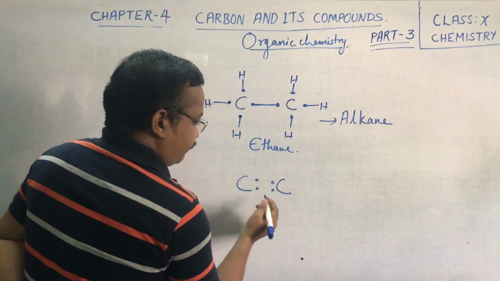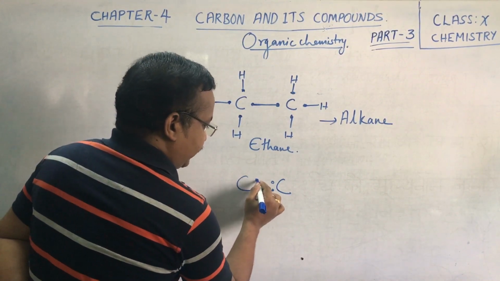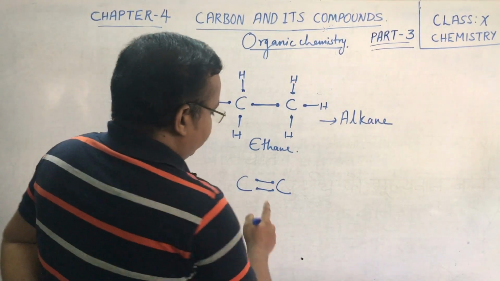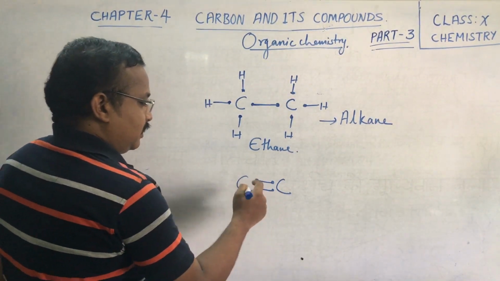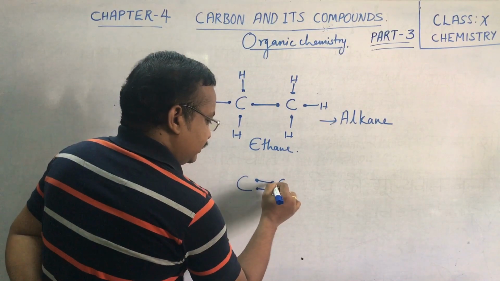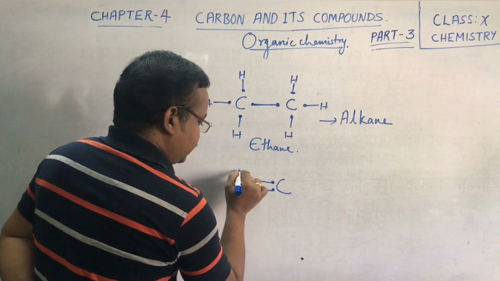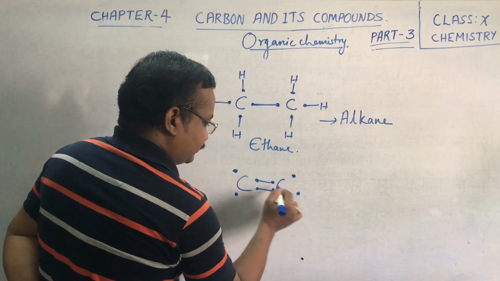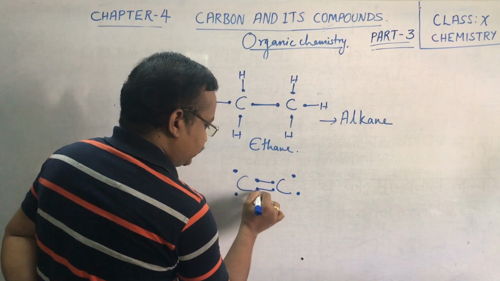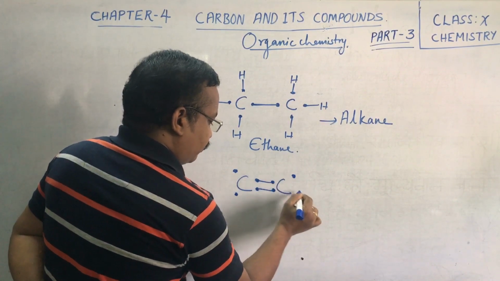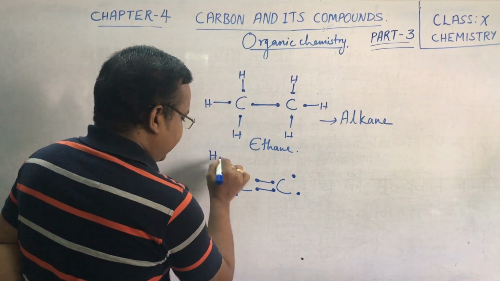shares 2 pairs of electrons between them, it means 4 electrons are interlinked. These 2 electrons are of this carbon, and these 2 electrons are of this carbon. Now still 2 more electrons remain. This carbon has got 1, 2, 3, 4, and this carbon has got 1, 2, 3, 4. Now this is shared by hydrogen, suppose.